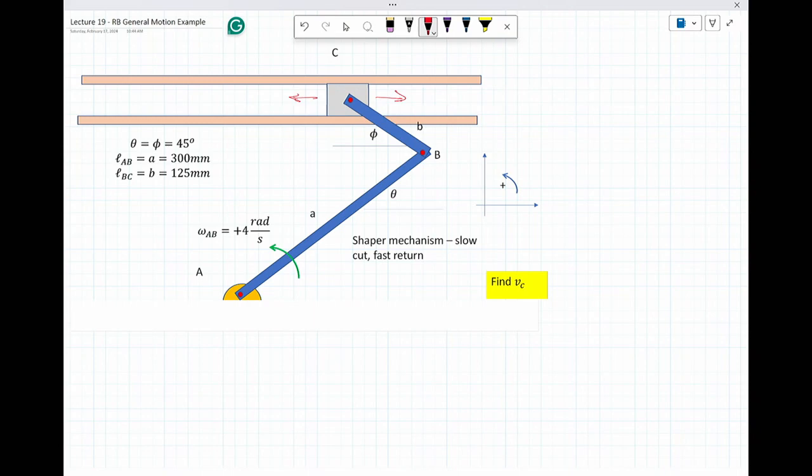All right, so I have at the top translation. At the bottom, I have a rotation, and in between, I have general plane motion. So if I write this out a little bit more, AB and C.